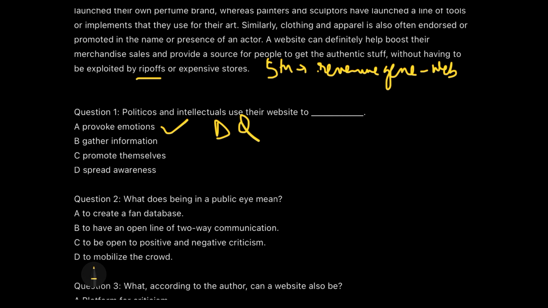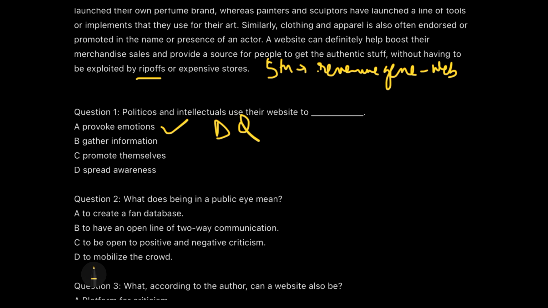Now question number 2, what does being in public eye mean? Now this is not a direct question. We know where public eye was, we had underlined that paragraph. We will read through that sentence again and try to figure out the meaning. Being in the public eye actually takes them through a line of criticism. Okay, so what does being in public eye mean?